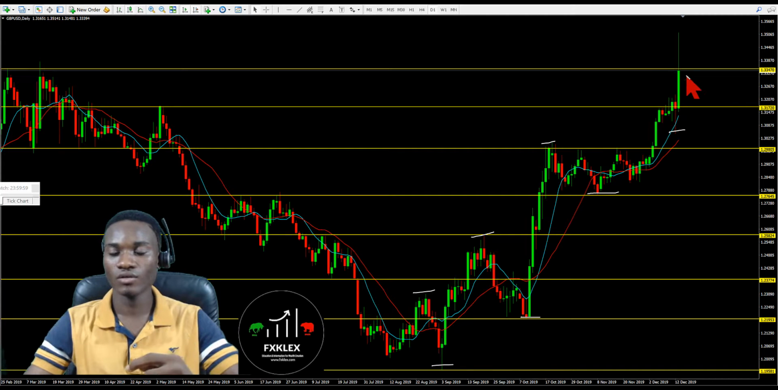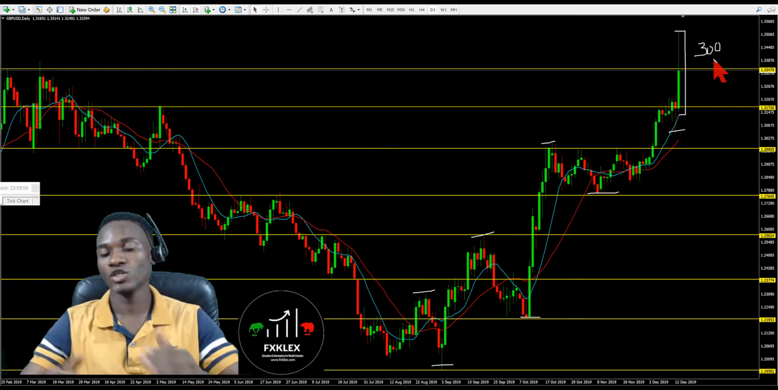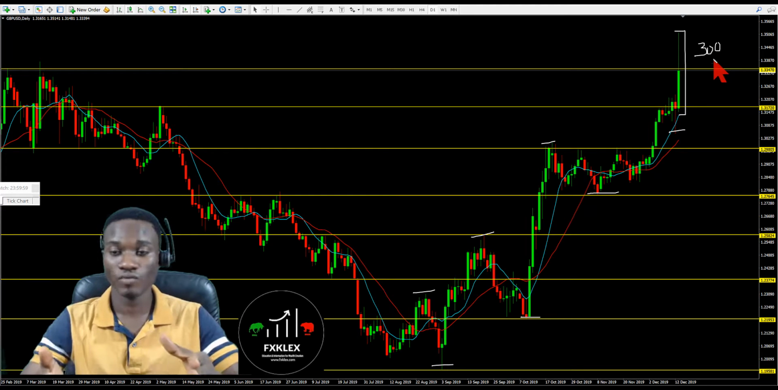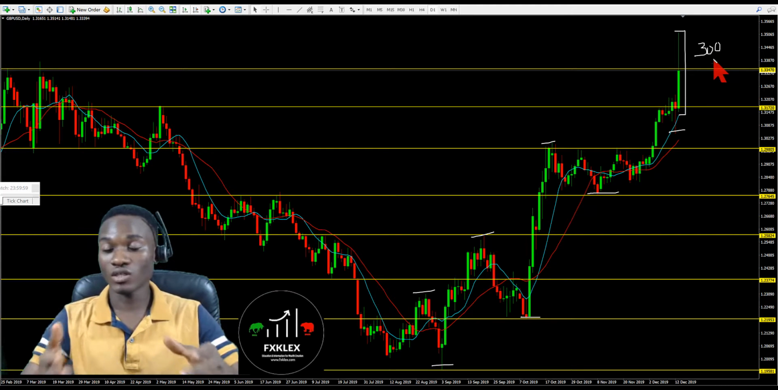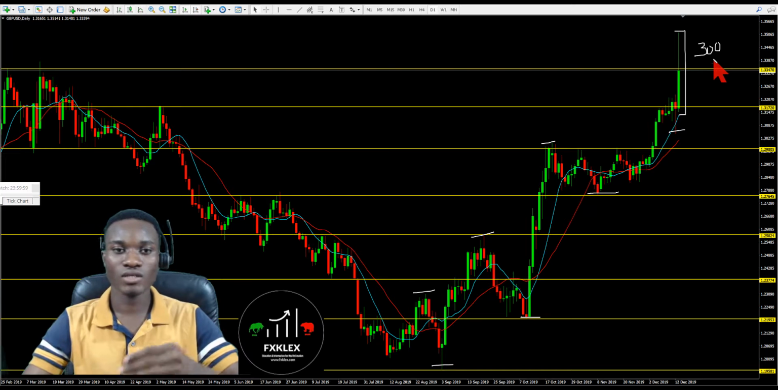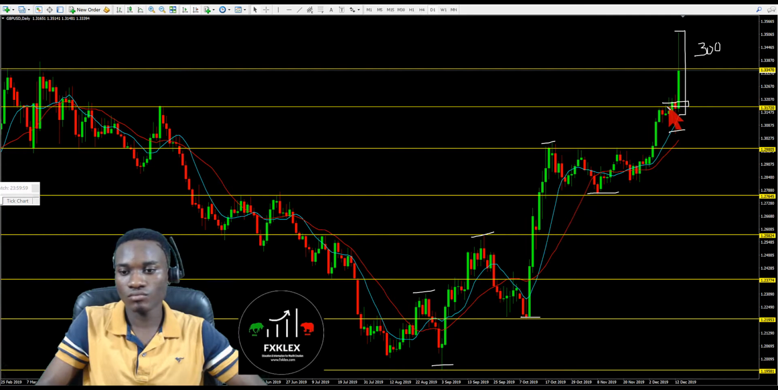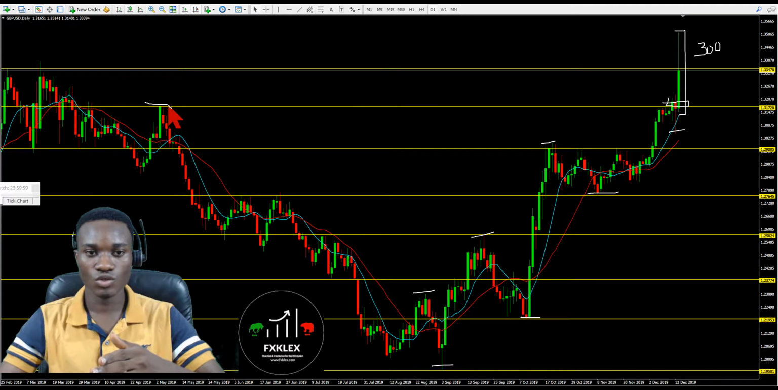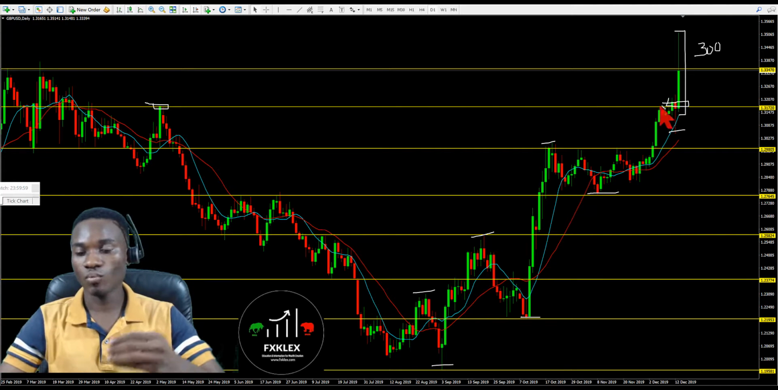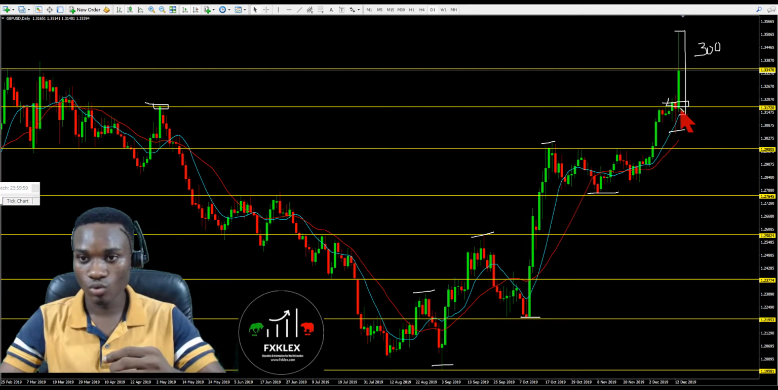We can see Friday's candle alone was worth over 300 pips. So in this kind of market, if you are not careful with the position size you execute, you can get your fingers burnt. You can even get your account blown. We can see price still broke out of this resistance level, which was acting as a resistance zone right here. Actually, price was fluctuating along this horizontal resistance level before price broke out.